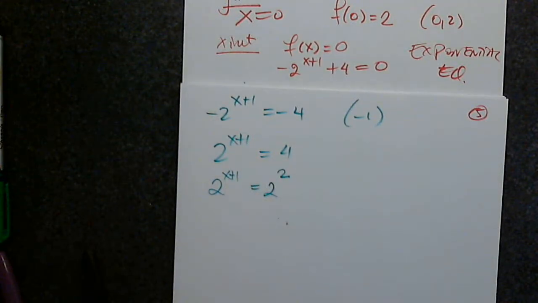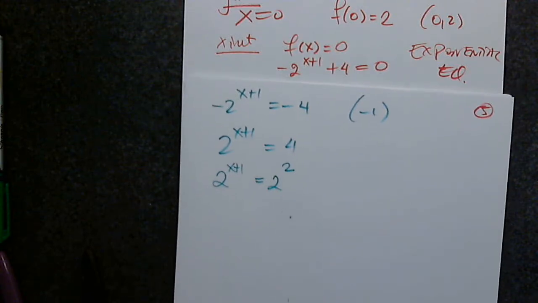Very good. Awesome. I didn't do anything, right? I just changed 4 into 2 squared, which is the same thing. At this point in time, please do not ever consider that we are canceling the base. We can't cancel anything. We are only thinking.